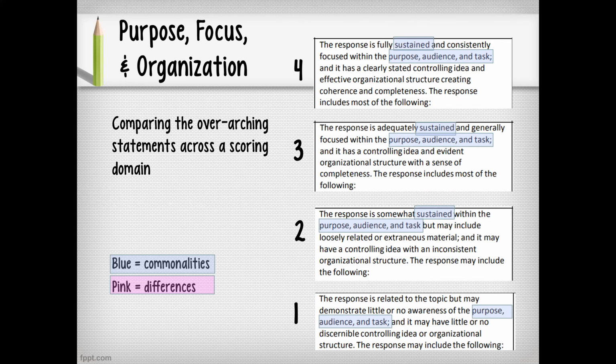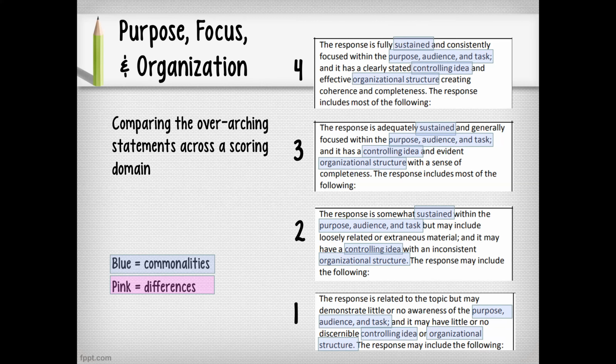The next commonality I see across these score points is the controlling idea. I'm going to highlight that as I go down. I know that one of the main things I'm going to look for in this particular domain is the controlling idea and how effective it is. And then finally, I noticed that organizational structure is mentioned in every single overarching statement, so I'm going to highlight that as well.